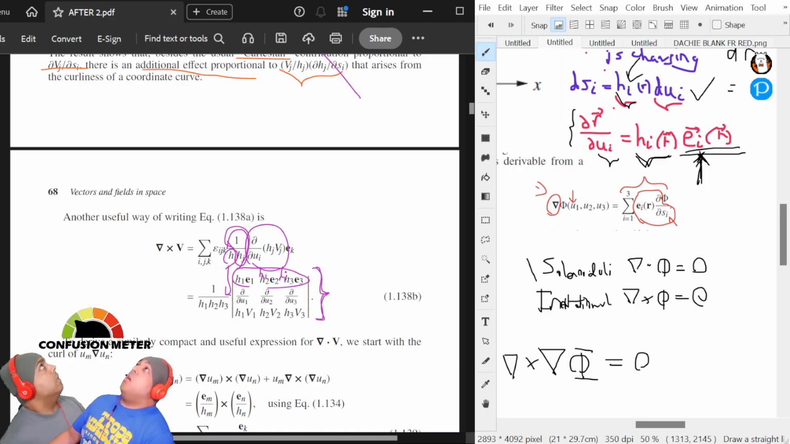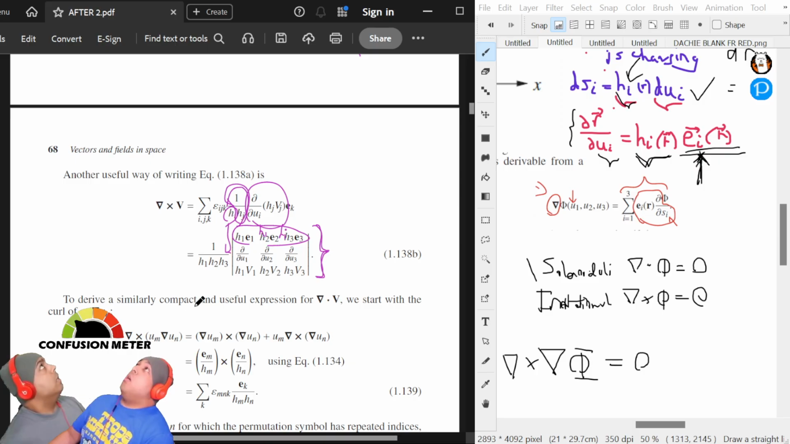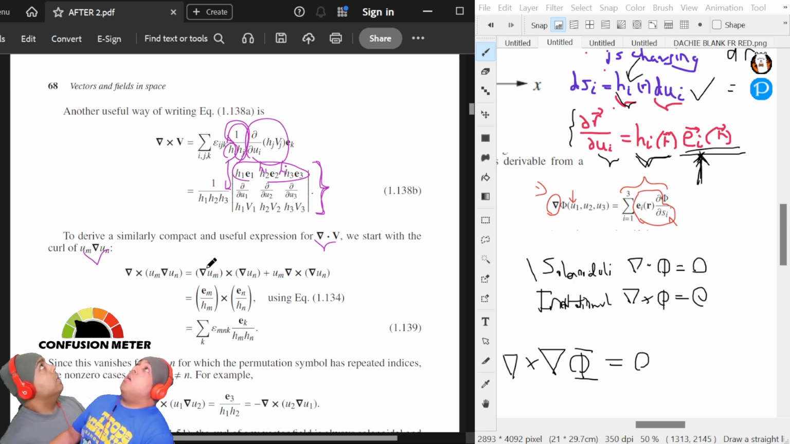What time? Oh, 1:15. To derive a similarly compact and useful expression for the divergence of V, we start with the curl of this. The curl of this equals gradient cross gradient UN. Okay, let me try to make a notation for this.